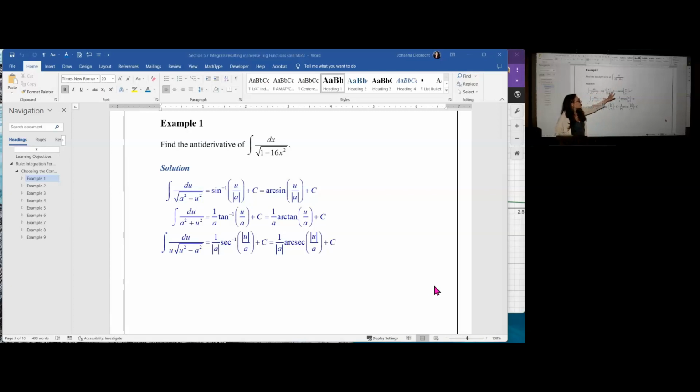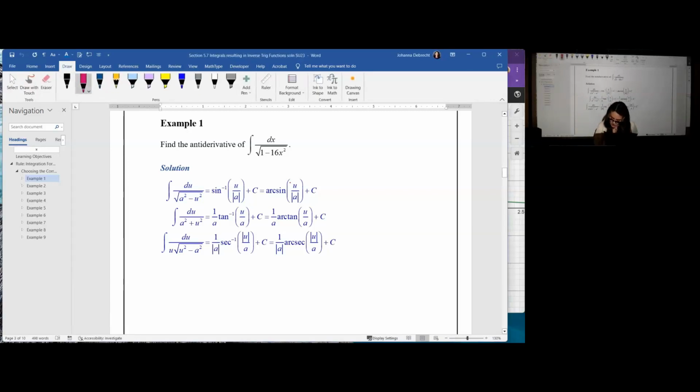Now that I know I have arcsine, I'm going to be directed to use the first formula that you see up here at the top. I've selected this as the appropriate formula. Now I have to find something to relate the original integral to the formula. I have dx. I need du. So I'll have to take the derivative of u once I've picked it.